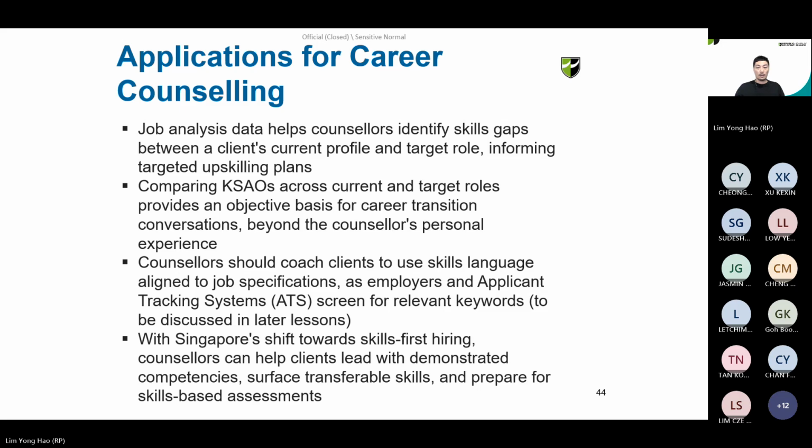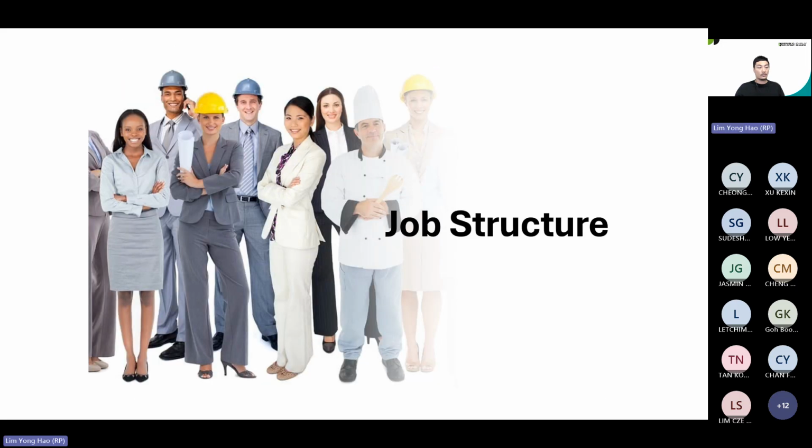Before I move on to the last part, this is really just a general knowledge part on job structure. We're not going to go into details. Any questions from the break until now, when we talk about KSAO and how different organizations or career counseling can actually use the information? Or any comments?